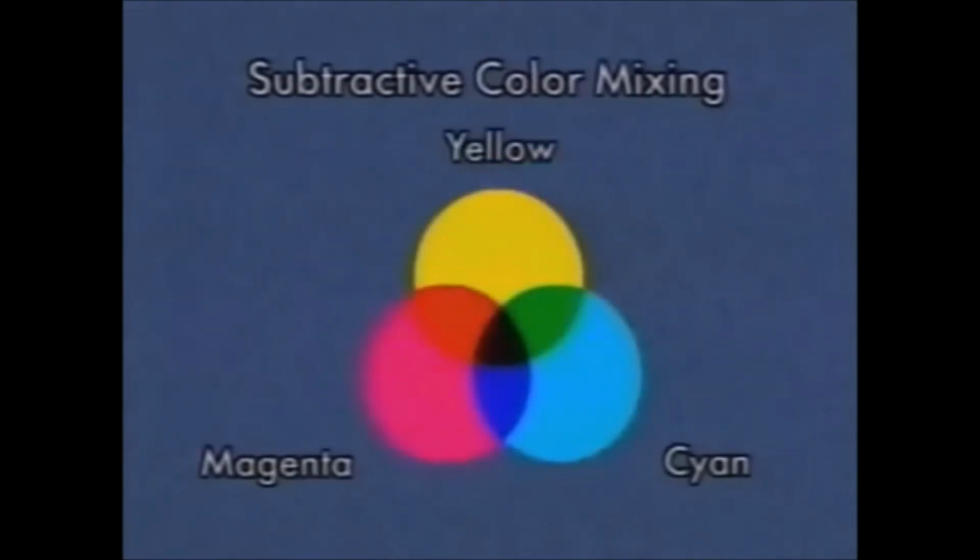If you mix all 3 primary colors in equal proportions, the result is black. That's because all the colors of the spectrum are absorbed and none are reflected to our eyes.